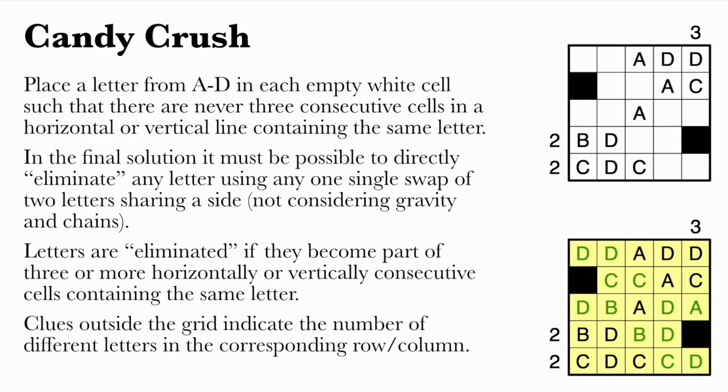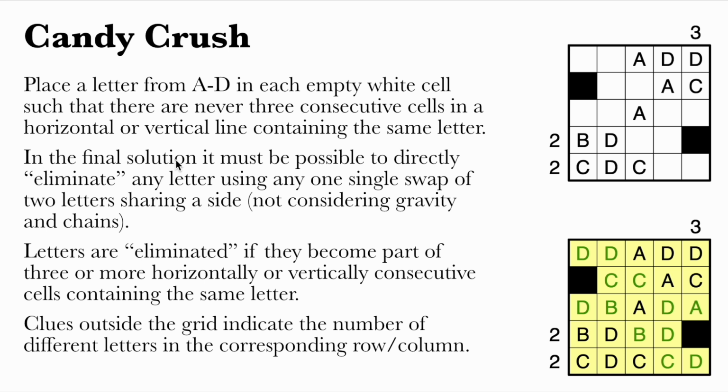the rules. In Candy Crush, we will place a letter from A to D in each empty white cell, such that there are never 3 consecutive cells in a horizontal or vertical line containing the same letter. So looking at our example solution, we have 2 D's in a row, but the third cell is not a D. We never have 3 D's in a row, horizontally or vertically. That's true for all of the letters.